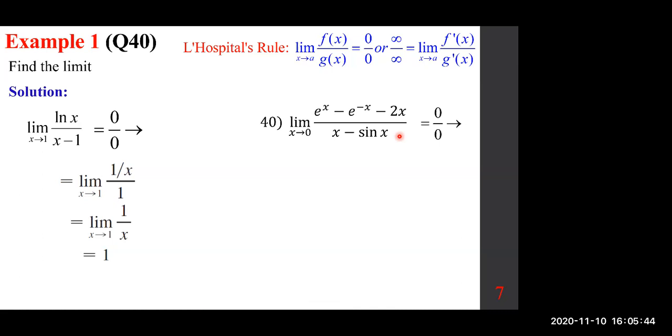Even if you do it in your head properly, that's absolutely fine. So L'Hopital's rule says let's differentiate the top. e to the power of x gives us e to the power of x, minus e to the power of minus x gives e to the power minus x times negative 1, so it makes it positive. Minus 2x becomes minus 2. So the numerator is done. The bottom, x minus sine, gives us 1 minus cosine. So we are doing it piece by piece.